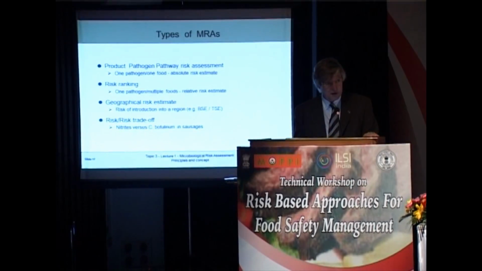And you can also have risk trade-off risk assessments, where, for instance, in this example, nitrite, as Kieran also said, may be added to sausages to control Clostridium. Nitrite is a chemical that carries risks in itself. So the benefits of controlling Clostridium can be balanced, or investigated, versus the risk of nitrite.